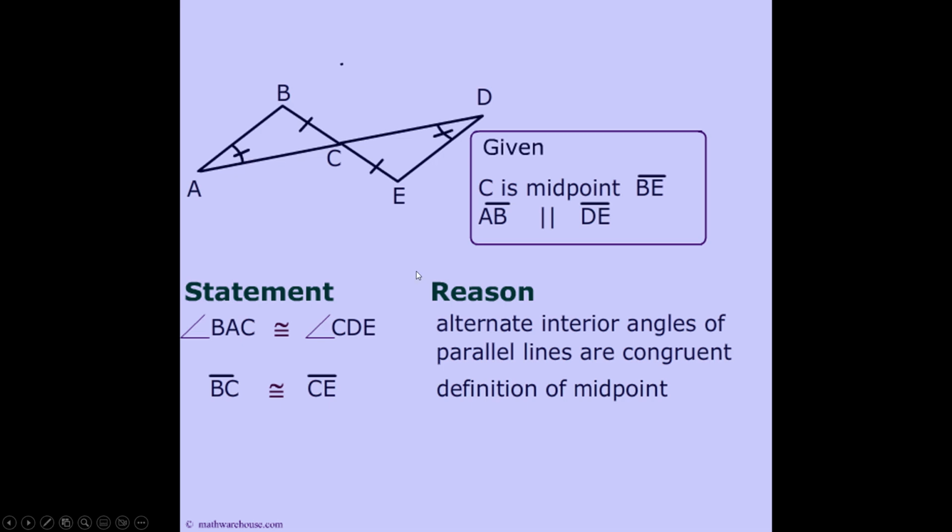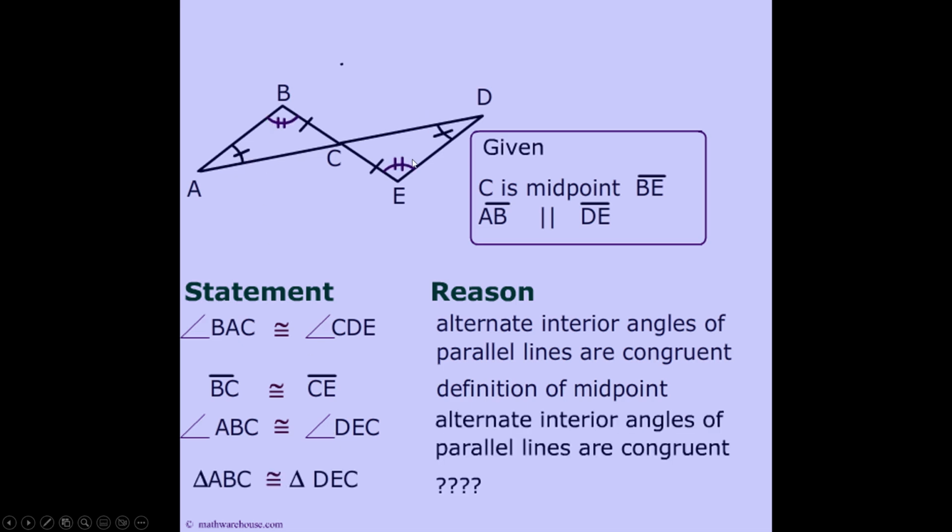And we can go back to the givens and use that and say that angle B is congruent to angle E for the same reason as before. These parallel lines here create alternate interior congruent angles. So now we can say that ABC is congruent to DEC, with which postulate? I'll give you a moment to think about it, and it would be angle, angle, side.